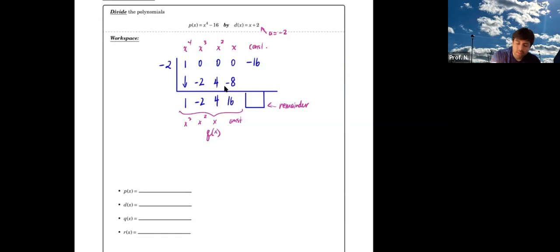Sorry, I'm already getting ahead of myself. It's minus 8. Negative 2 times negative 8 is positive 16. Negative 16 plus 16 is 0. You can have a remainder of 0. That's good. What are the coefficients? It's x cubed minus 2x squared plus 4x minus 8. What's my divisor? X plus 2. What's my dividend? X to the 4th minus 16.